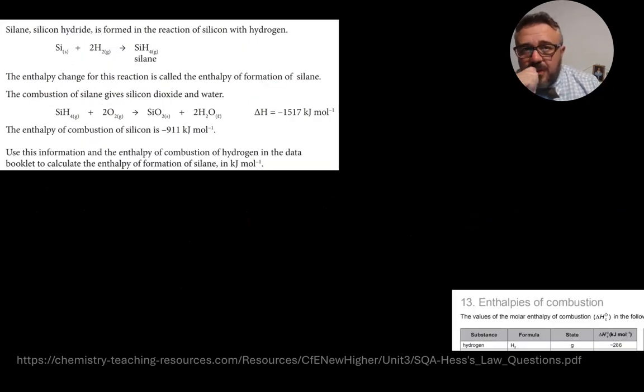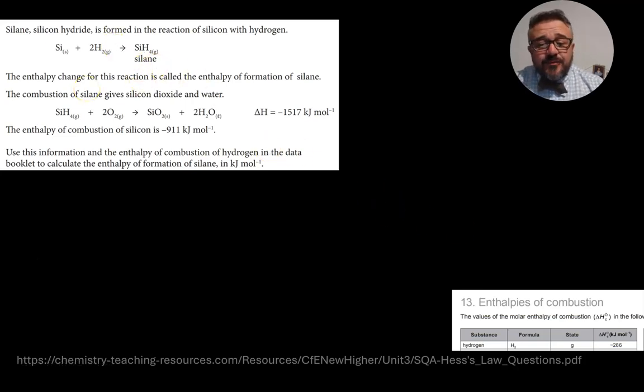All right. What makes this one trickier is that it doesn't give us all of the equations. So we're going to have to write some of those down. Let's see how we go. First off, silane, a silicon hydride, is formed in the reaction of silicon plus hydrogen. Makes sense. Si solid plus 2 hydrogen gases gives us silane as a gas. Fun reaction, because you've got a solid turning into a gas when we add another gas to it. That's pretty cool. It's also not a reaction you can do in a school lab.